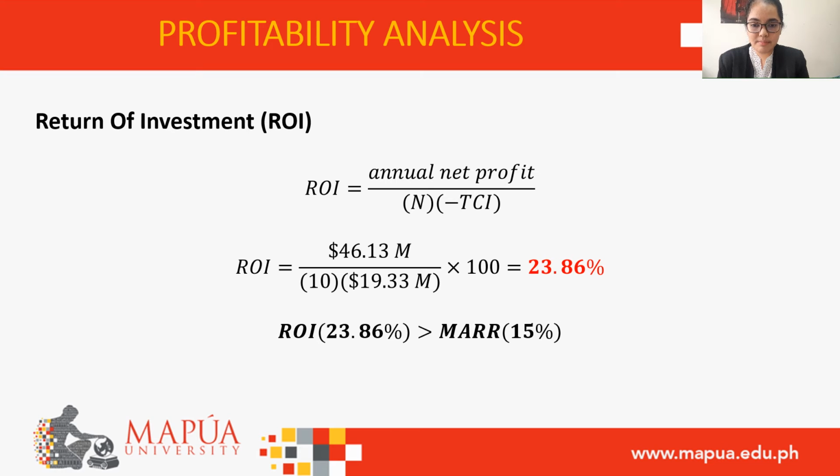To measure profitability, its value is compared to the minimum acceptable rate of return, or MARR, which is set at 15% for this study. It is deemed desirable when the ROI is greater than the MARR, and based on the computation given in this slide, the resulting ROI is equal to 23.86%. Thus, it can be said that the project is feasible since the calculated ROI exceeds the MARR.